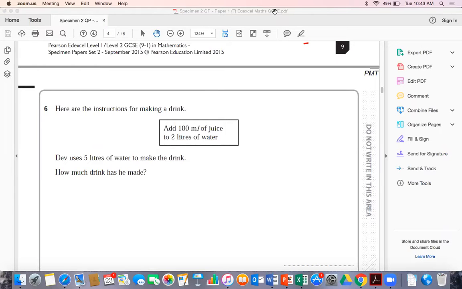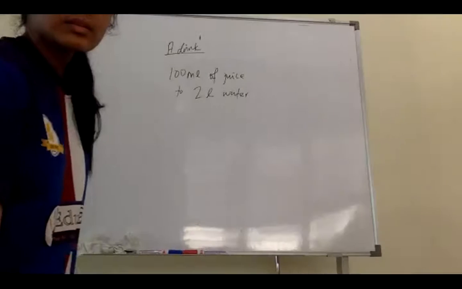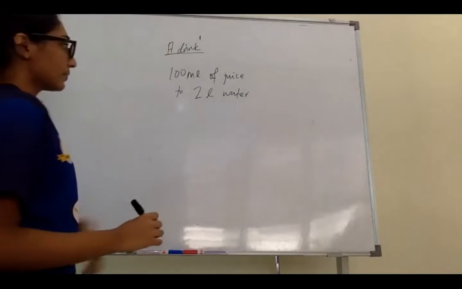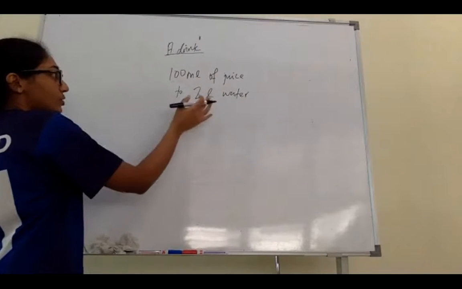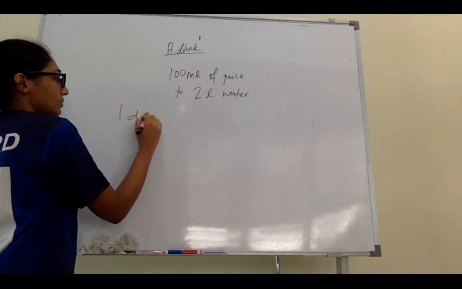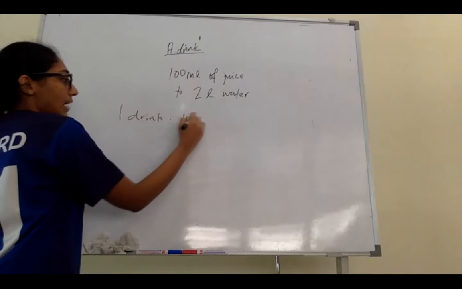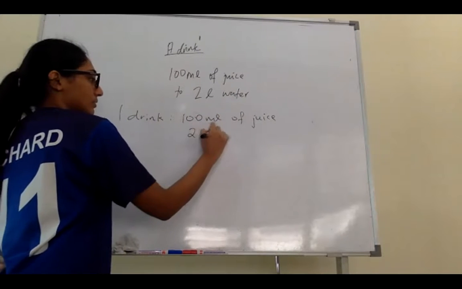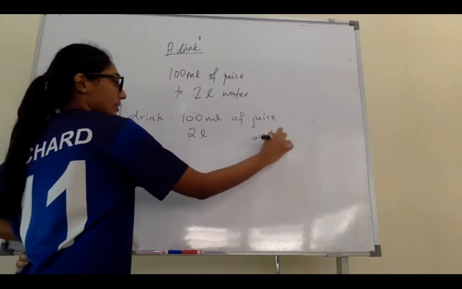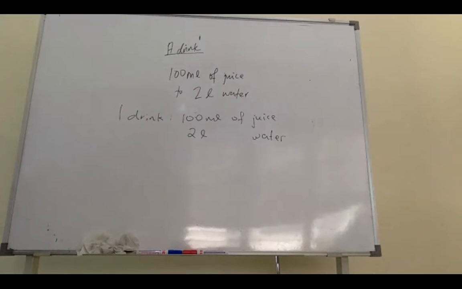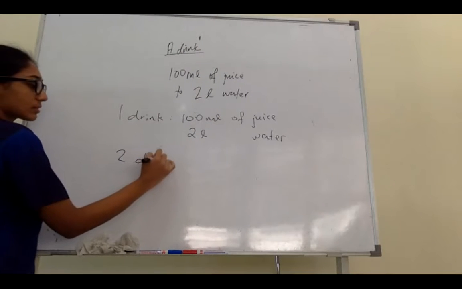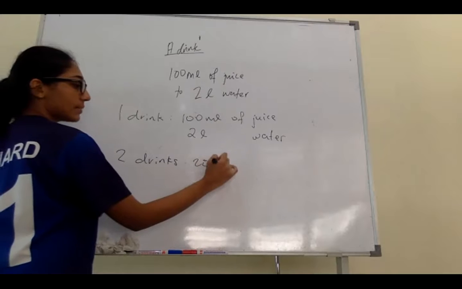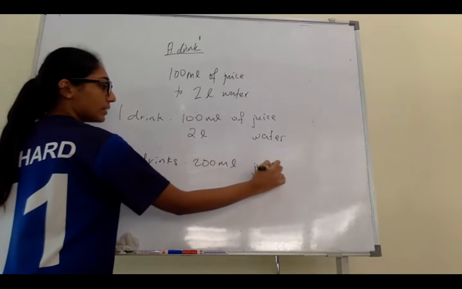So he says he uses 5 liters to make. Okay, so 2 liters of water and 100 ml of juice will give me 1 drink. That's what the question is saying. To make 1 drink, I have 100 ml of juice to 2 liters of water. If I want to do 2 drinks, then it's 200 ml juice and how many liters of water?